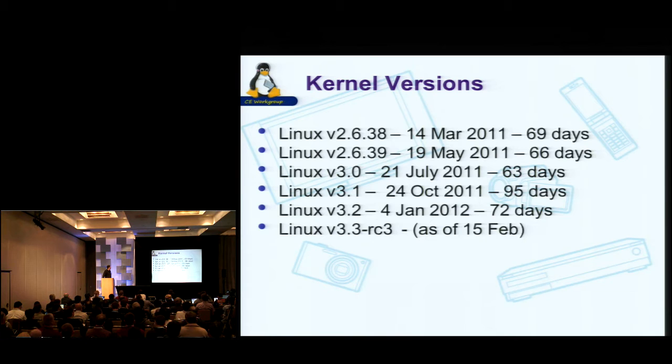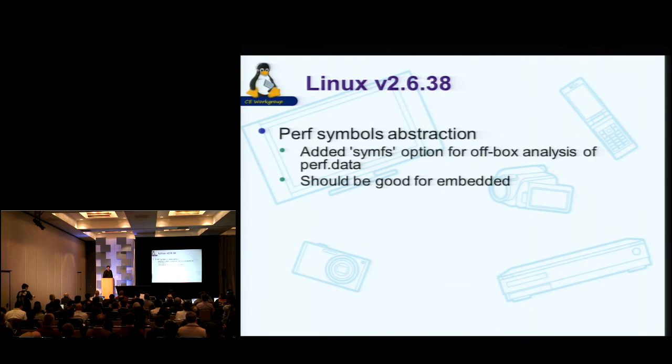So Linux version 3.3 RC3 is what we're currently at, I believe. Linus has a terrible habit of updating right before I go on stage. I think 3.3 came out, what, Friday, or somewhere in there. But let's look a little bit at the past year.